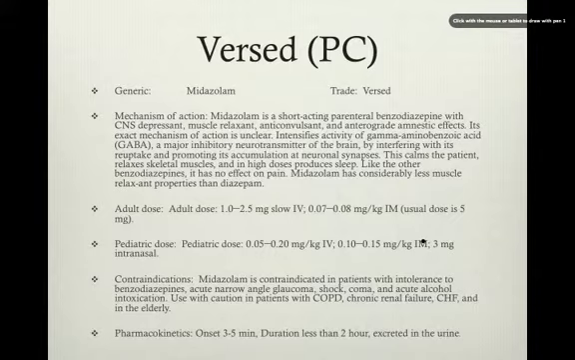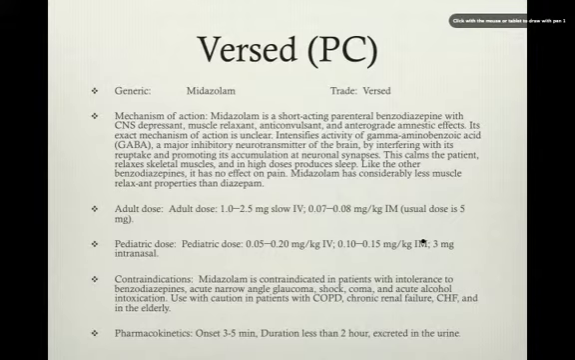Adult dose on this is going to be 1 to 2.5 milligrams slowly IV, 0.07 to 0.08 milligrams per kilogram IM. Usual dose is 5 milligrams. Pediatric dose is 0.05 to 0.20 milligrams per kilogram IV, 0.10 to 0.15 milligrams per kilogram IM, or 3 milligrams intranasal. Contraindications: midazolam is contraindicated in patients with intolerance to benzodiazepines, acute narrow-angle glaucoma, shock, coma, and acute alcohol intoxication.